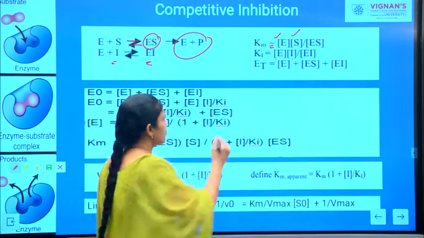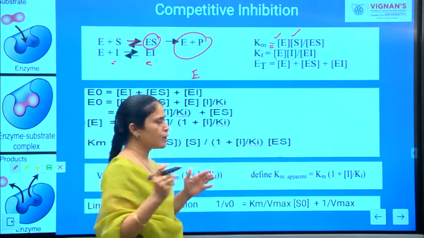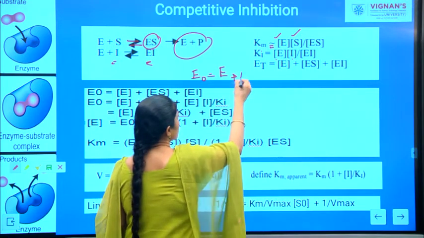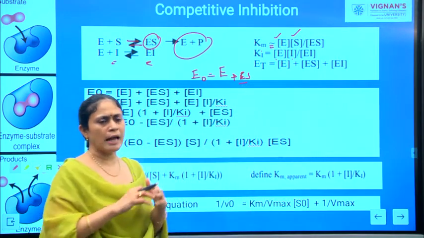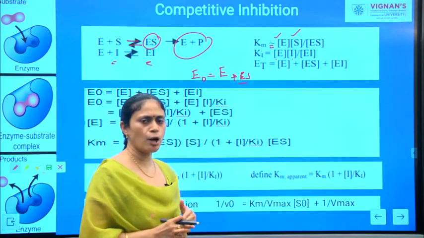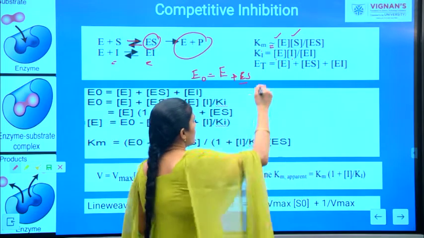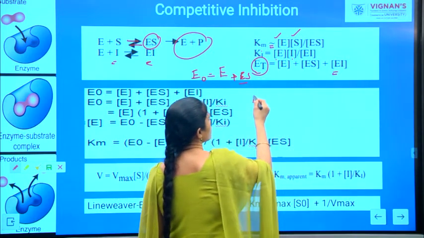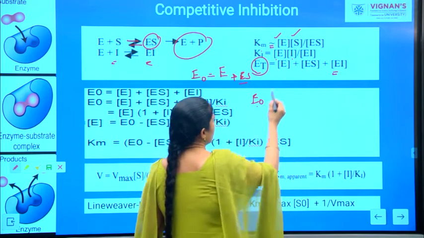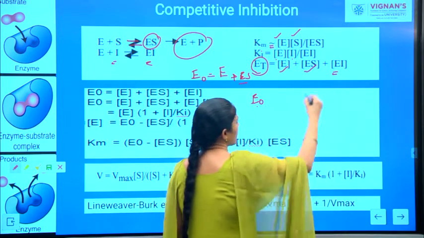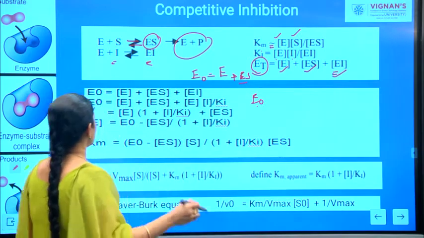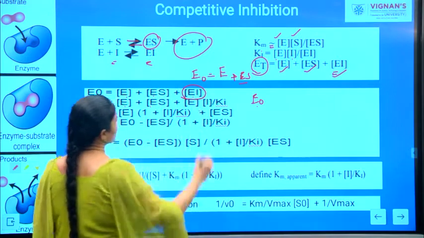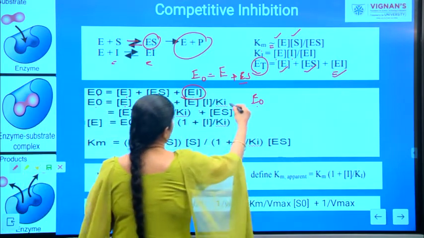So what is the total concentration of your enzyme? Some amount of enzyme may be present in its free form, and some amount may be present in its bound form. To calculate the total enzyme, you add the free form of enzyme along with the bound form. But in the presence of inhibitors, you have to include another term. The total enzyme, which we can also denote as E naught, is equal to the free enzyme plus the bound enzyme plus the enzyme bound to your inhibitor. So E naught is equal to E plus ES plus EI, and in place of EI we incorporate the expression E into concentration of inhibitor divided by Ki.